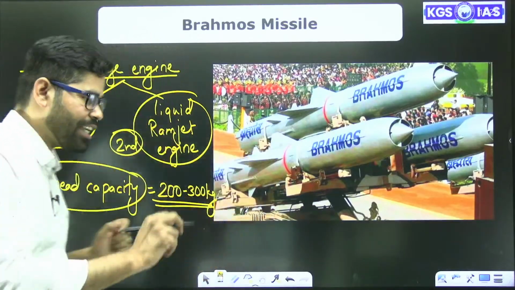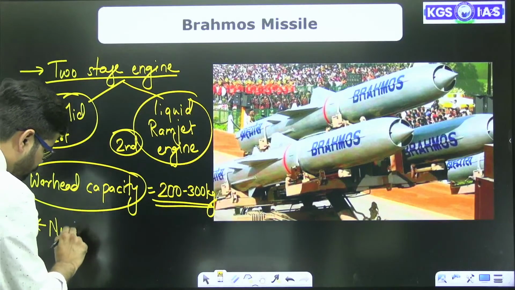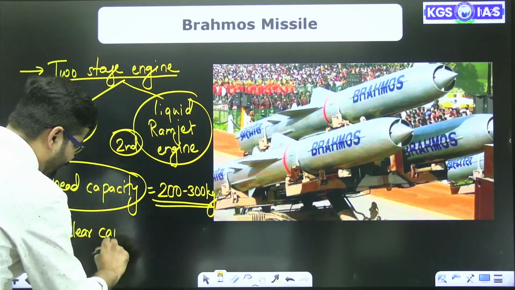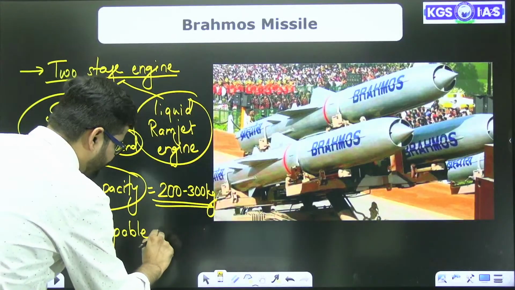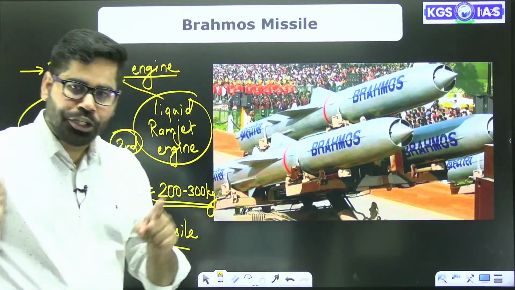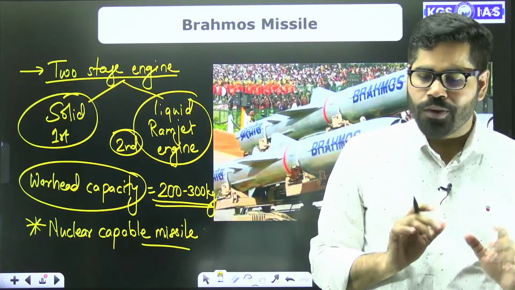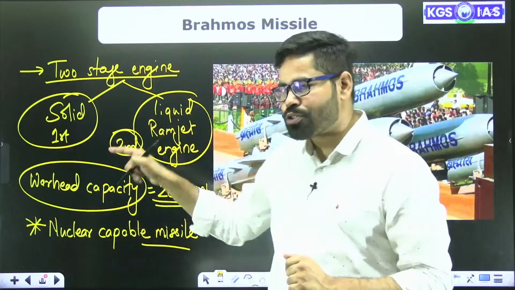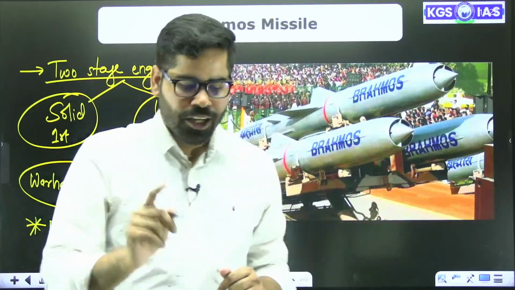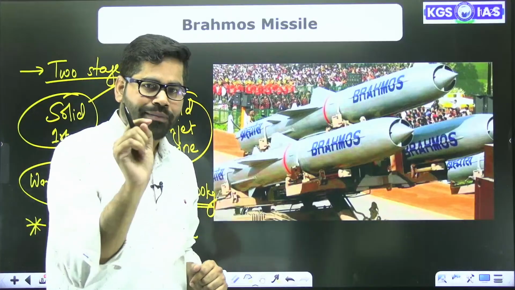We also see that it is a nuclear capable missile. It means we can carry out nuclear attacks also using this Brahmos missile. So that is also one part of this Brahmos. Now tell me one more thing.